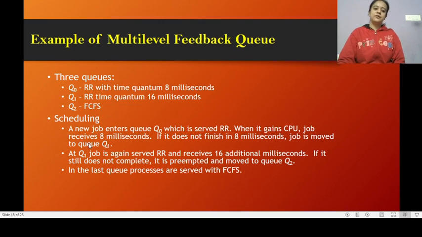How it will be scheduled: a new job enters queue Q0, which is served with round robin fashion. When it gains the CPU, the job receives an 8 millisecond quantum to execute. If it does not finish in 8 milliseconds, that job is moved to Q1. Later at Q1, the job is again served with round robin fashion, and it receives 16 additional milliseconds. If it still does not complete, it is preempted and moved to Q2. In the last queue, the processes are served with first come first serve.